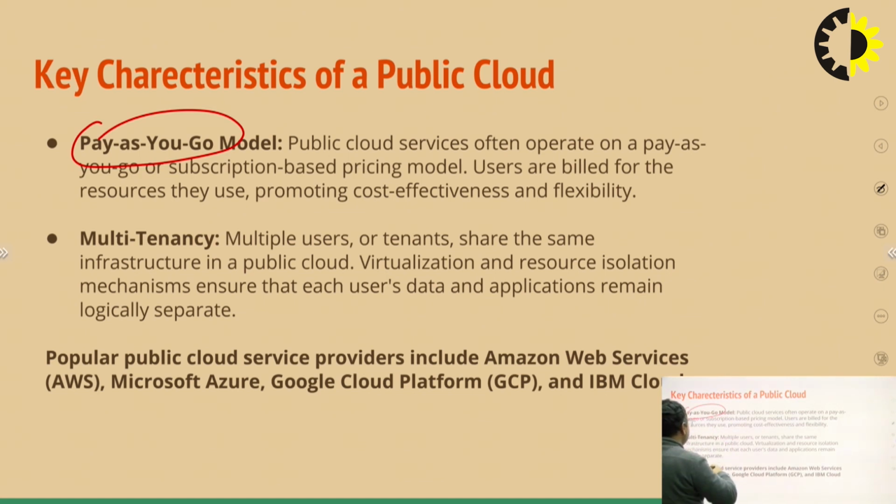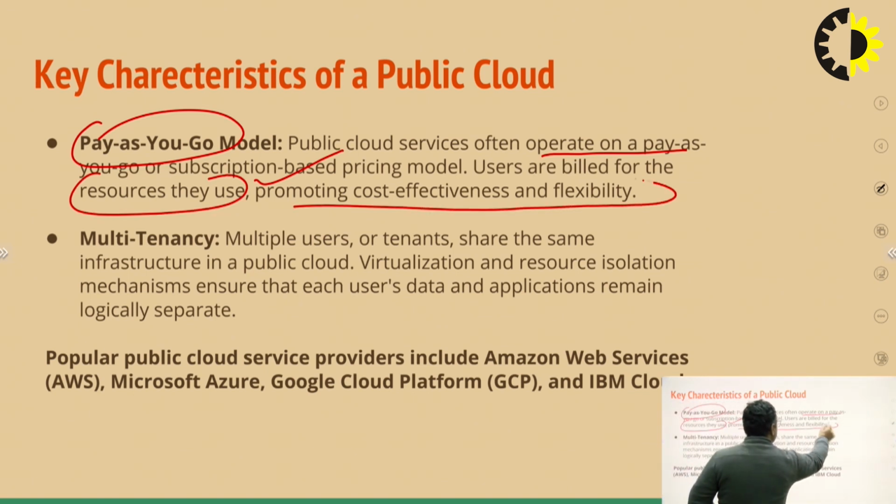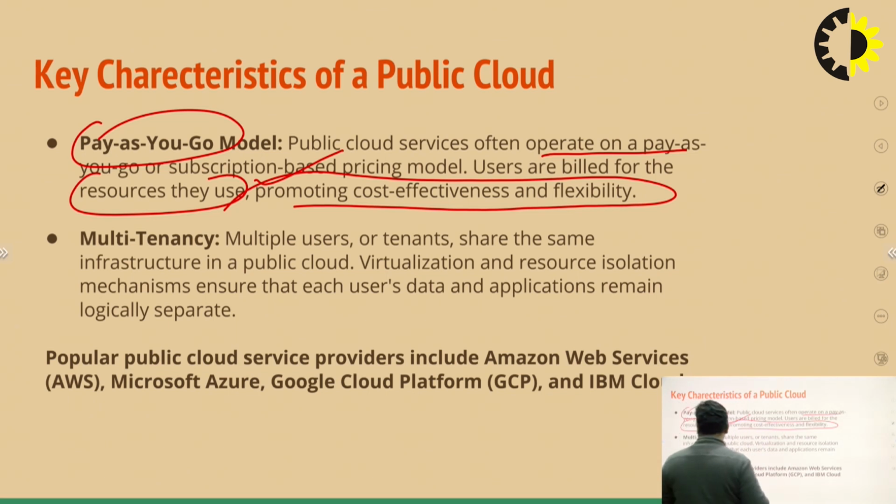A few more key characteristics. Pay as you go. It means you will be billed only for what you are using. Public cloud services often operate on a pay as you go or subscription based pricing model. Users are billed for the resources they use, promoting cost effectiveness and flexibility.